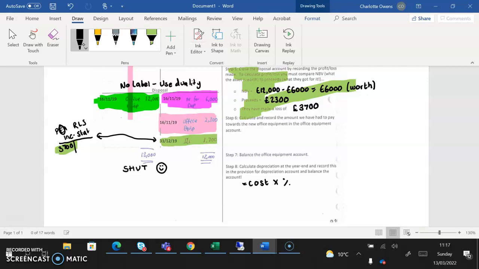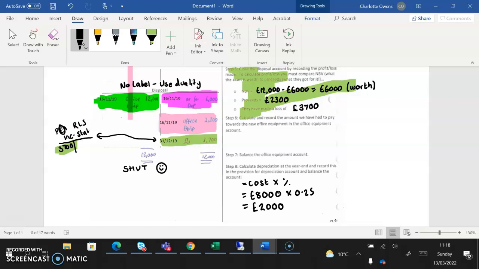So that makes it really easy. All I have to do is do my 8,000 times by my 25%, which means this year's depreciation is £2,000. If the policy was different, if it was time apportioned, then all I'd do is find out how many months we'd owned it for, divide it by 12 and times it by the charge. But we don't have to do that in this question because they charge a full year, even though you could argue that's not very fair. They buy it right at the end of November.